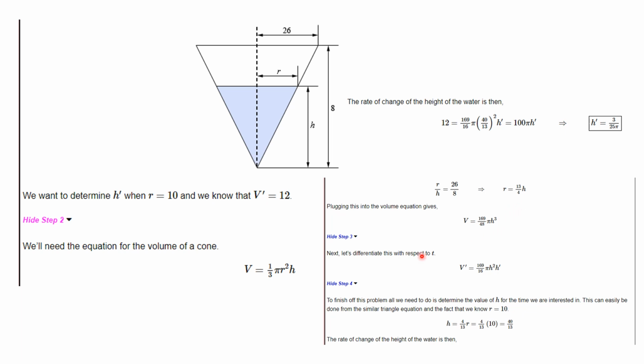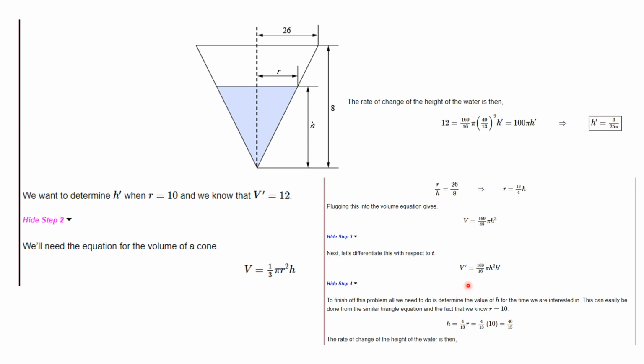So we're going to plug that into the volume equation, and here's the volume equation. Volume is equal to 1/3 pi r squared h. So when we plug that in, what we will get is that the volume is equal to 169 over 48 pi, and then that is h cubed. And then we take the derivative of this with respect to t.